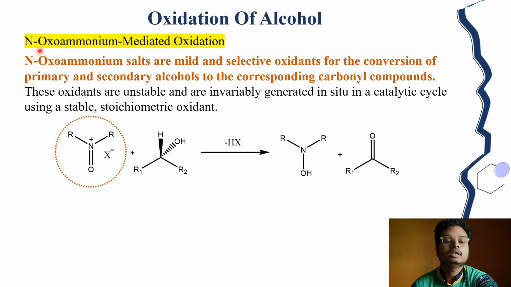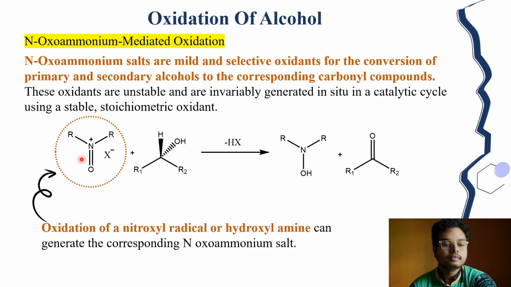Now let's talk about N-oxoammonium mediated oxidation. N-oxoammonium salts are mild and selective oxidants for the conversion of primary and secondary alcohols to the corresponding carbonyl compounds. These oxidants are actually unstable and are generated in situ in a catalytic cycle using a stable stoichiometric oxidant. So this is the N-oxoammonium salt. Now it reacts with the alcohol, either primary or secondary. Here it is a secondary alcohol, so it reacts to give this particular byproduct and our corresponding ketone.